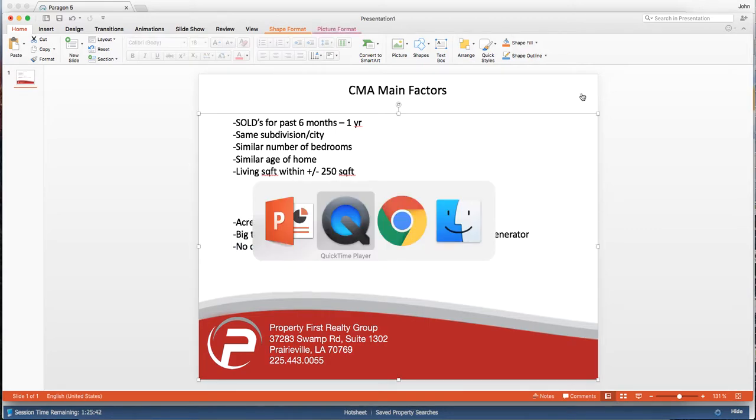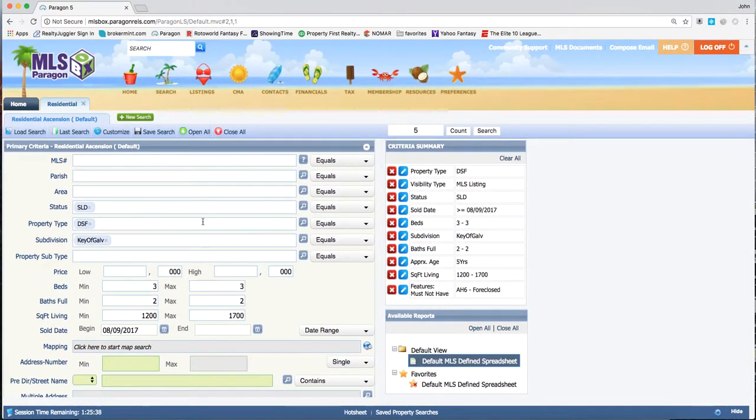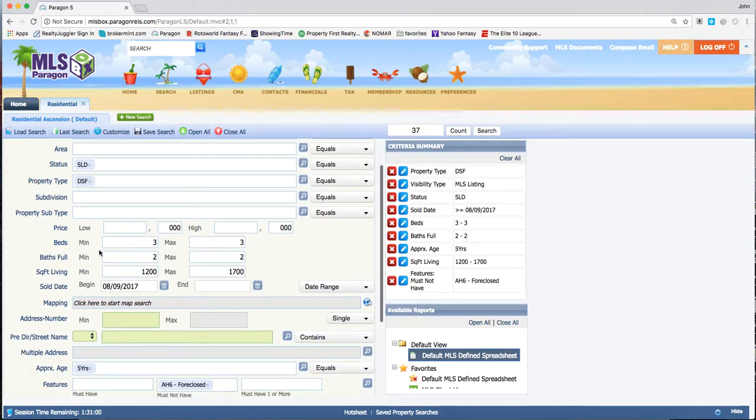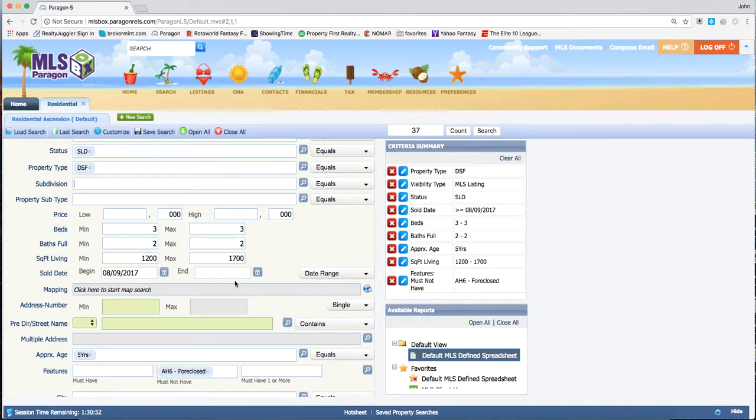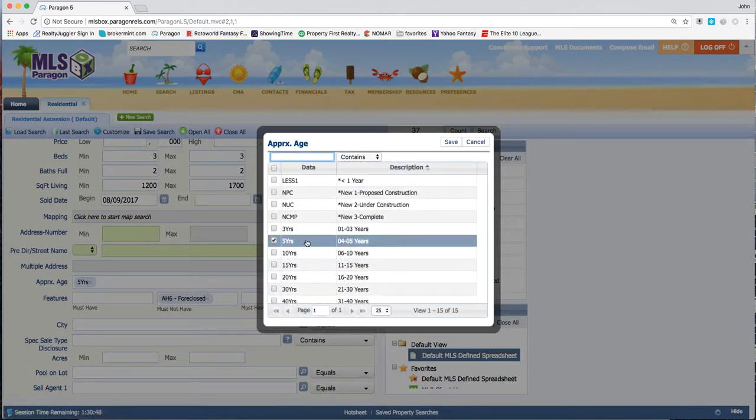So here's what it actually looks like when you're looking at something on the MLS. These are maybe the fields that you'll be looking for. So we're looking at sold stuff. If this is a house, we want a detached single-family house. I have a subdivision in here; I'm going to go ahead and take that off. You're looking at 3 bedroom, 2 bath homes, and I'm looking between the 1,200 and 1,700 square foot range. I went back 6 months. I actually pulled an age of 4 to 5 years.